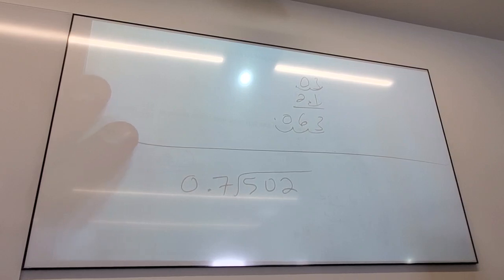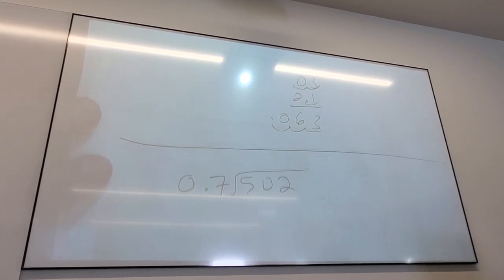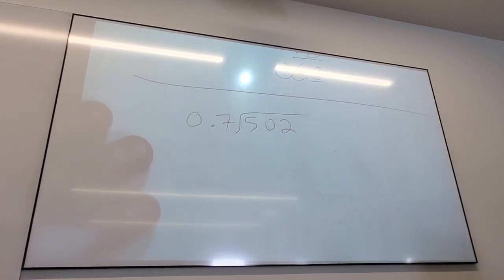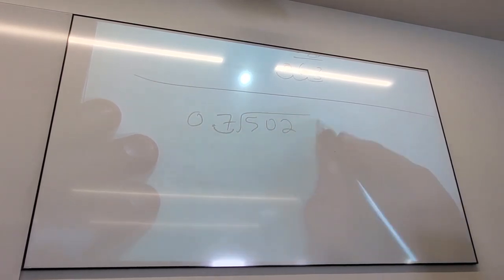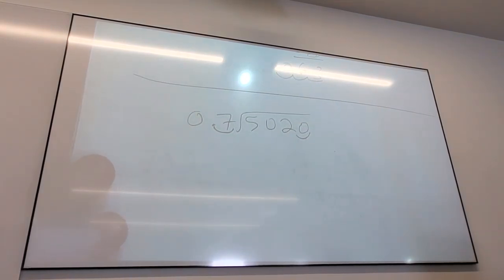How would I get that started? What's the first thing I should do? Does anyone remember? How many 7s are in 5? No? I would want to move this over. Does that sound familiar to anybody?